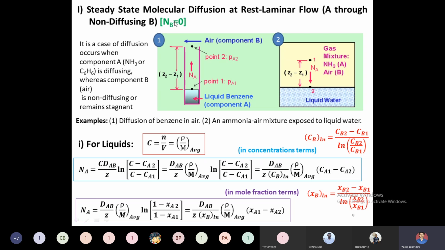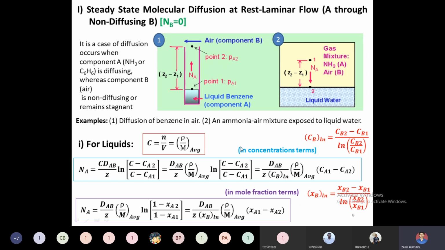When we apply this in the relationship between diffusivity together with Fick's first law of diffusion, we can obtain this equation. When we expand C as rho by M average, we can obtain this equation. With certain manipulations, we can write this equation in terms of logarithmic concentration differences, where C_BLN is defined in this way. We derived this equation earlier, so you can refer to the previous videos.